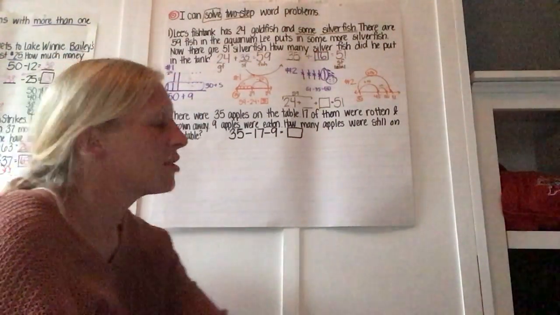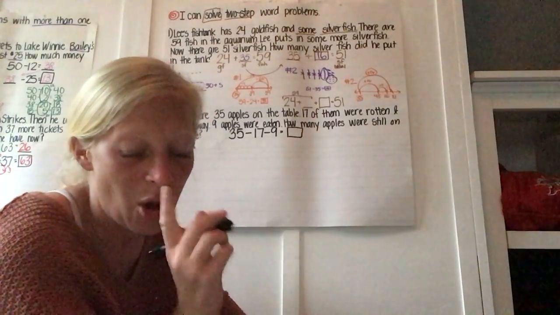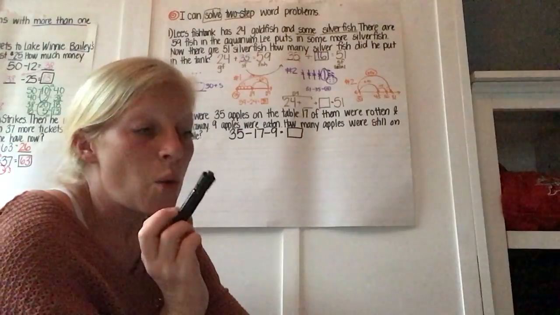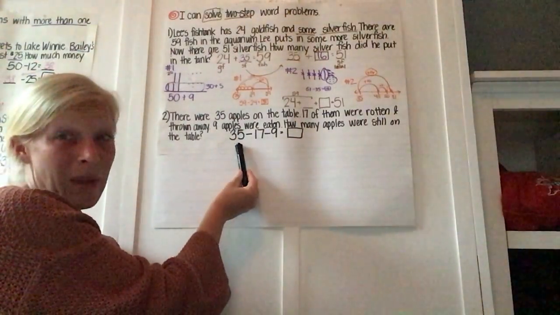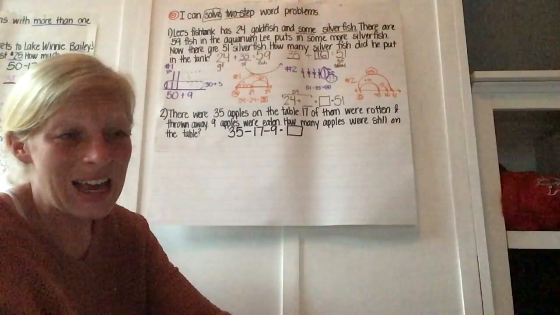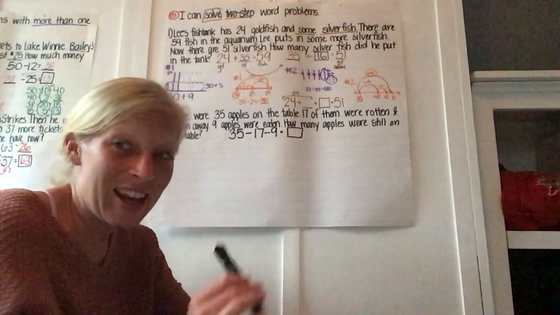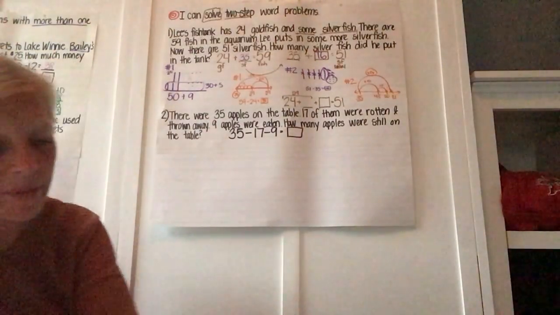Take a few moments to yourself and show me how you're going to work on this problem. Remember to ask yourselves and always go back and double check. Do I have my 35 in my model? Am I showing where my 17 is being taken away? Am I showing where my 9 is being taken away? And can I find that unknown? Okay, go ahead and you may begin.